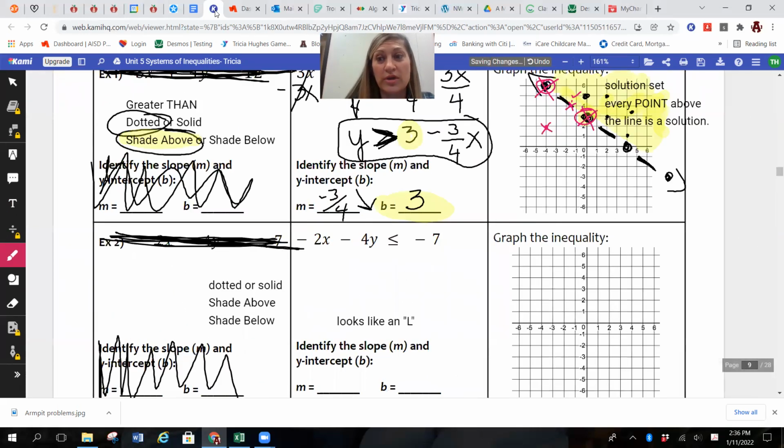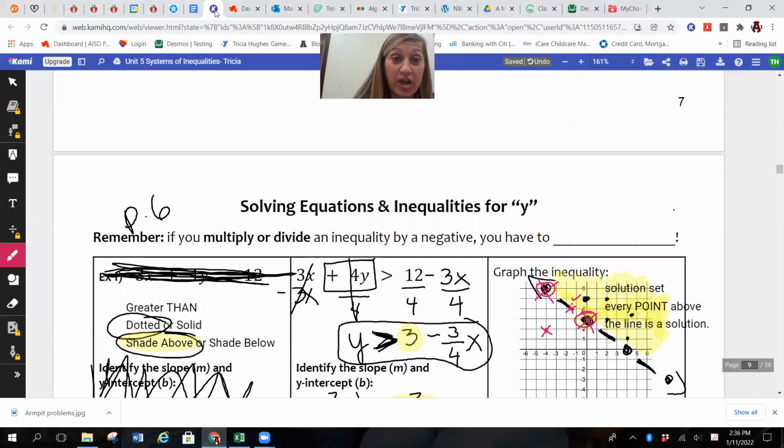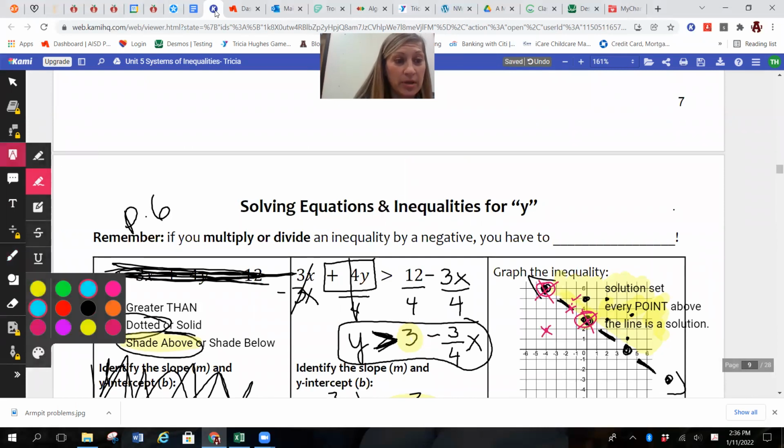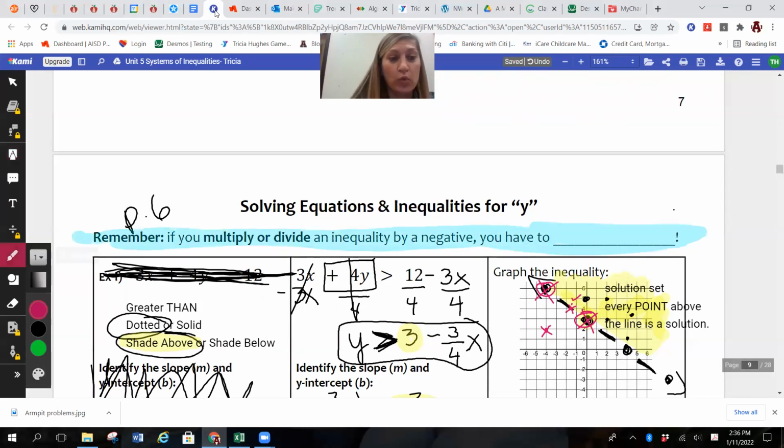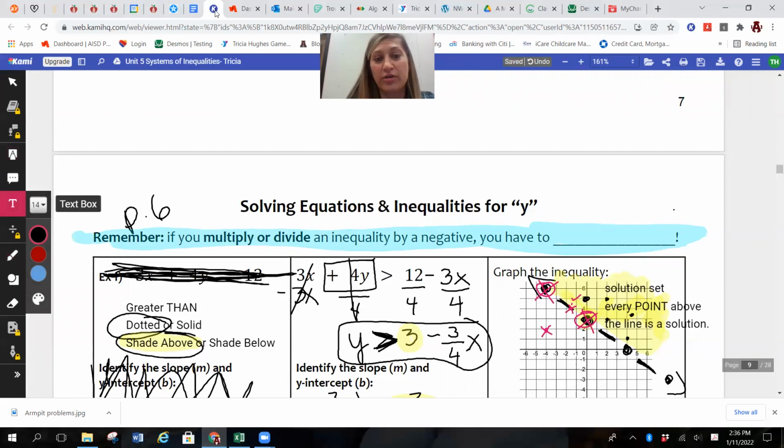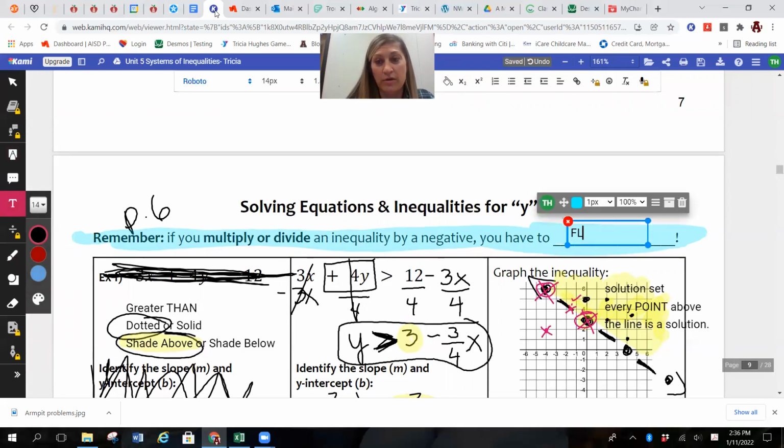Question number 2 is going to remind me that I forgot to fill in the top. Remember, I forgot to talk about this to you guys. Okay, remember that if you multiply or divide an inequality by a negative number, you have to flip the inequality.